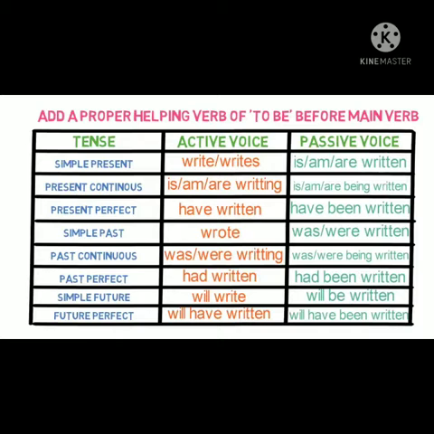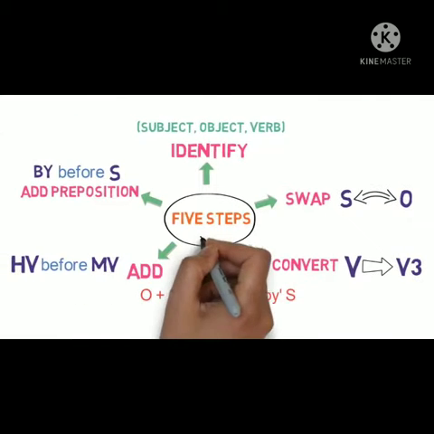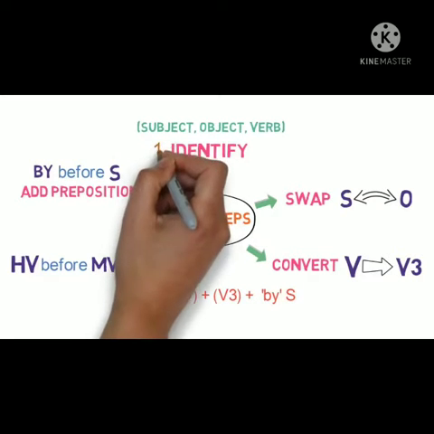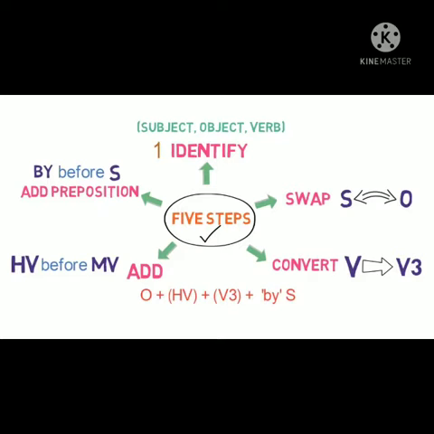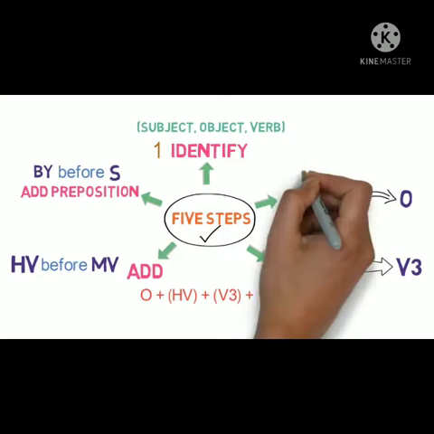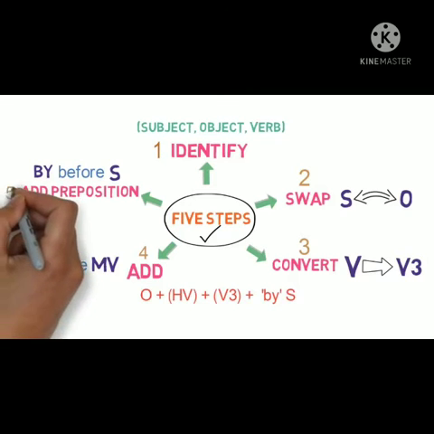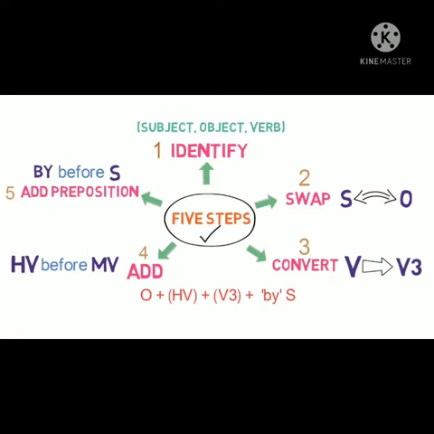Let's revise what we have learned in this video. We defined the 5-step formula to convert any active voice to passive. First step is to identify the subject, object and verb in any sentence. Second step is to swap the subject with the object and object with the subject. Third step is to convert main verb to its third form, that is past participle form. Fourth step is to add a suitable helping verb before the main verb based on tenses. And then finally add a by before a subject to make it complete. That's all in this video.